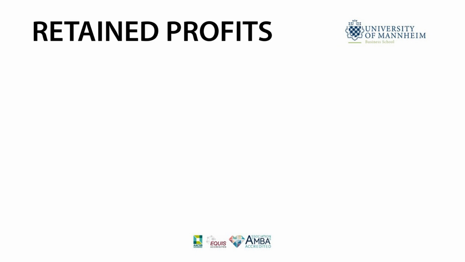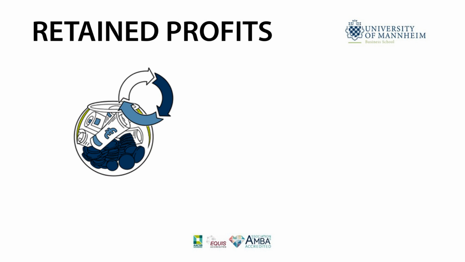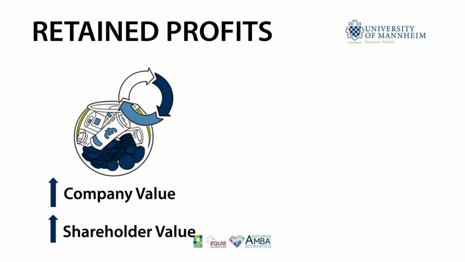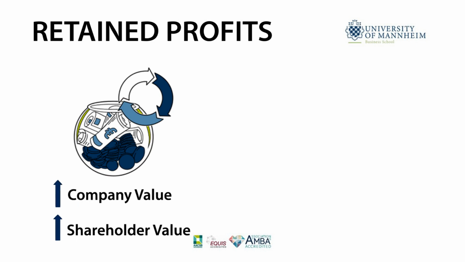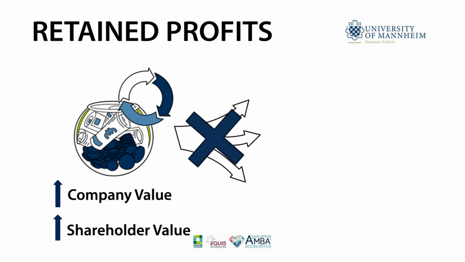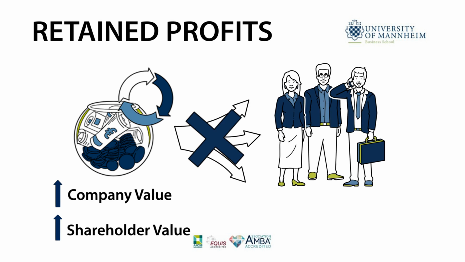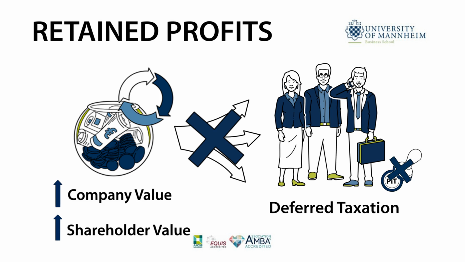Let's talk about the consequences for the shareholder if the company decides to retain the profits. The retained profits increase the value of the company, and thus, the shareholder value rises. Since the retained profit is not distributed to the shareholder, only the return on investment at the company level is taxed. No taxes arise at the shareholder level. The tax burden at the shareholder level is deferred to the date of the sale of the shares.